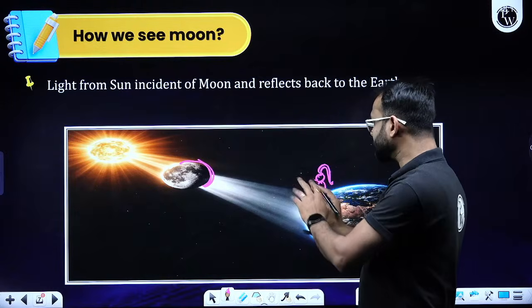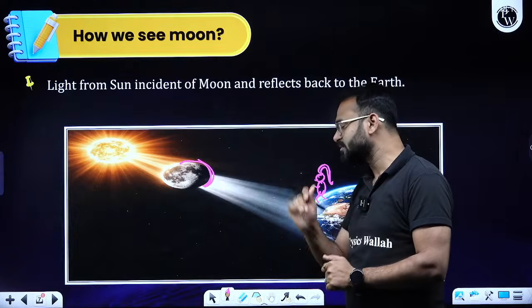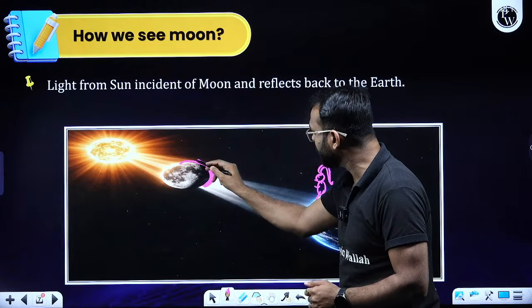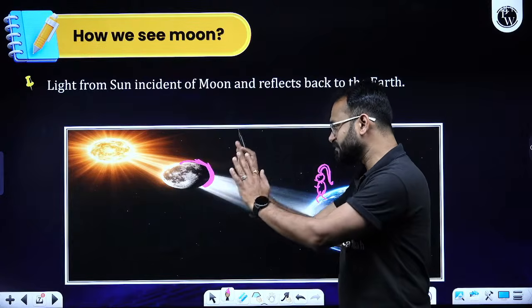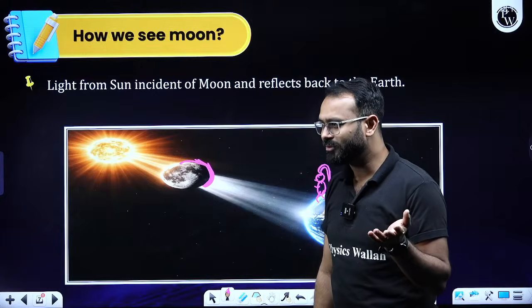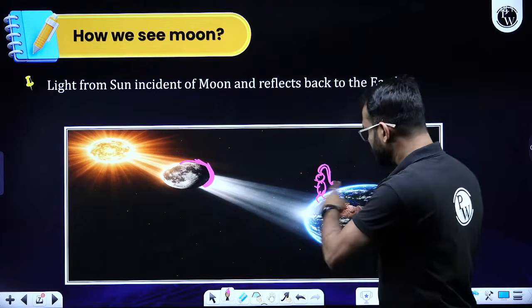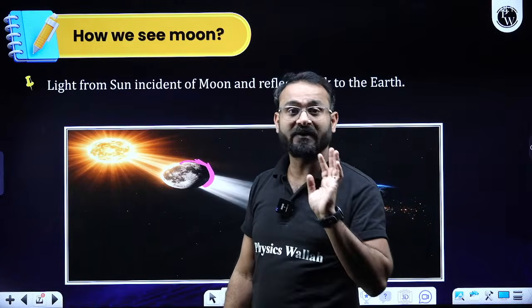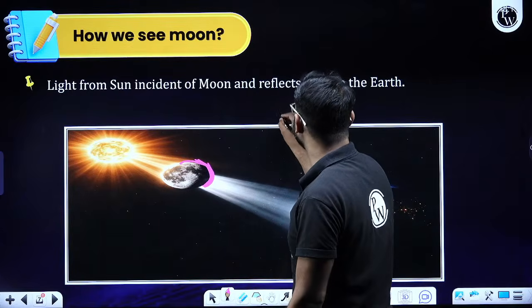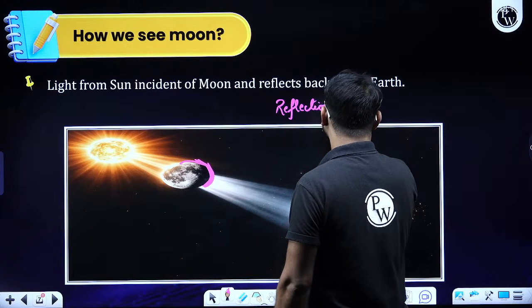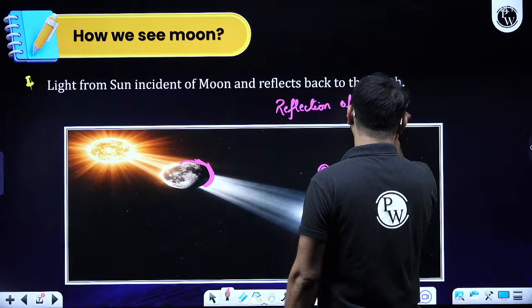So a beautiful girl is standing on the horizon and watching the moon, and this portion is visible to this girl, and this part of the moon will be visible to you also, right? So this is how it is. We are able to see because of one phenomenon that is called reflection of light.